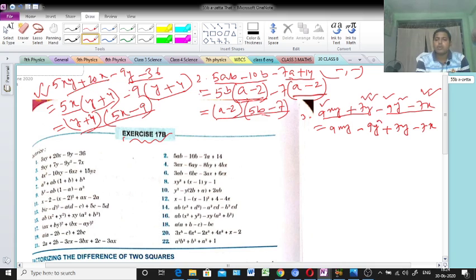Here 9y square, no, 9y square. So first and third we are arranging, and second and last together. Concept clear? 9xy minus 9y square, and there 7y minus 7x.